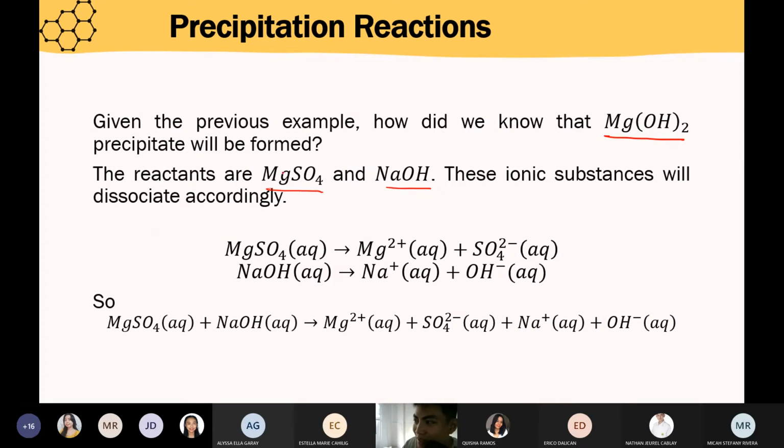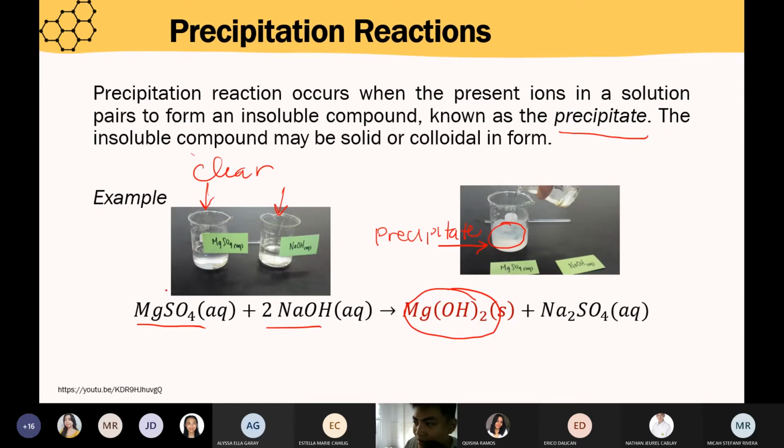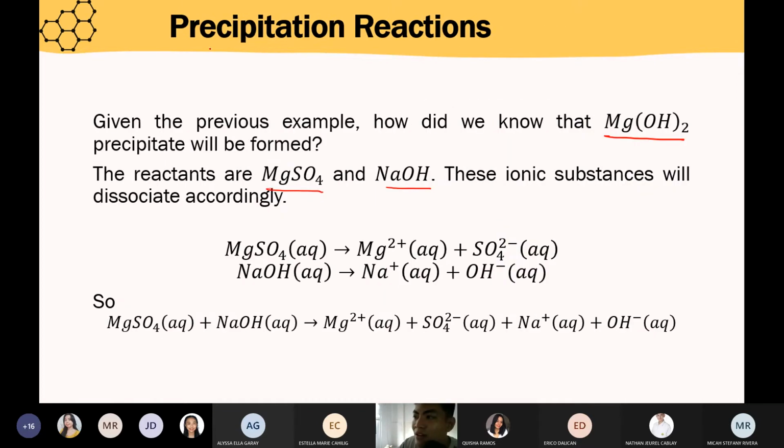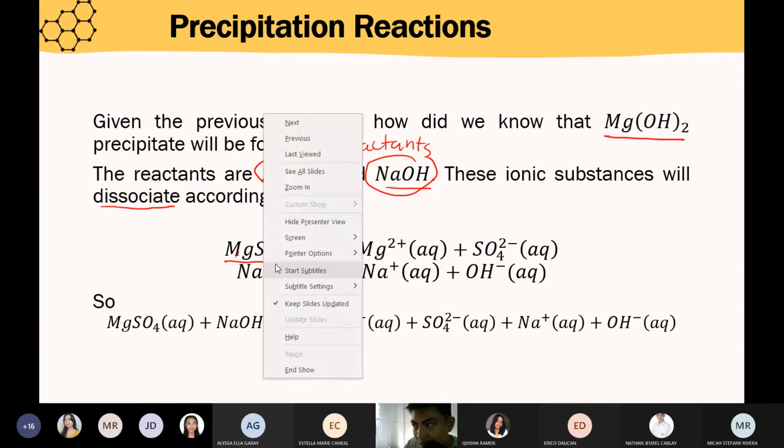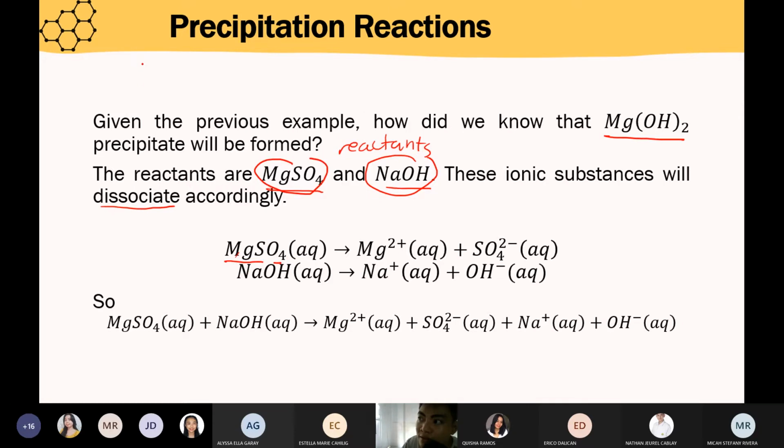Okay, so yan. So again, paano natin nasabi that when we react this, we form this? How will I know? Okay, ganito yung gagawin niya. First thing is you have to dissociate the ions of these reactants. Okay, so these are your reactants. You dissociate them. Okay, i-dissociate mo sila. So what are the ions you can form from MgSO4? Oh, you can do the reverse crisscross. Okay, ginawa natin yan last time eh.